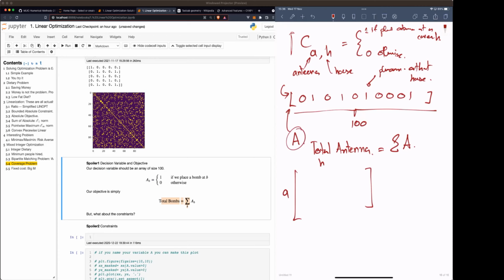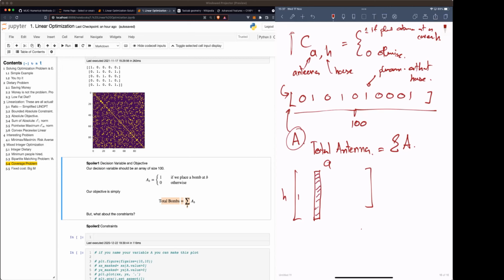So for example, if I place antenna at A, actually it doesn't matter, it's symmetric, right? So let me put A over here. It's symmetric, so it doesn't matter if I transpose. So that means I kind of know, if I place the antenna here, I know that all of these houses are going to be covered. All these houses have a possible way to be covered.